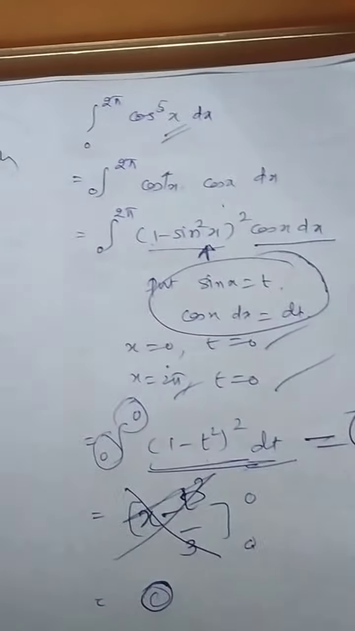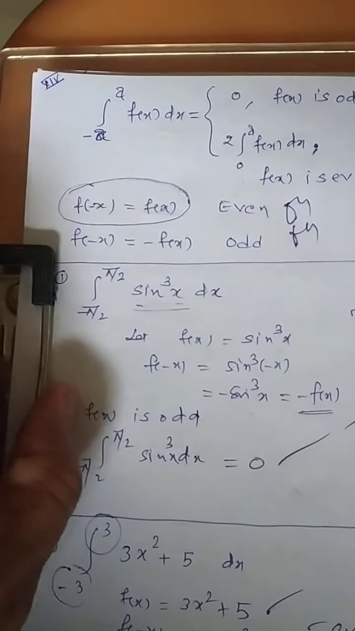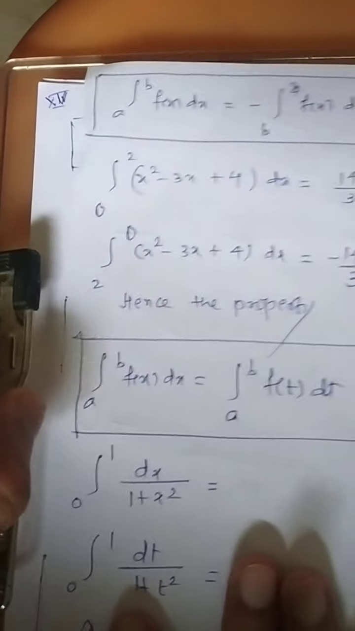So for even and odd, if the lower and upper limits are of this form, always think about whether the given function is even or odd and then try to answer the question.